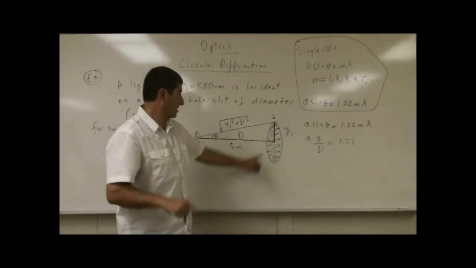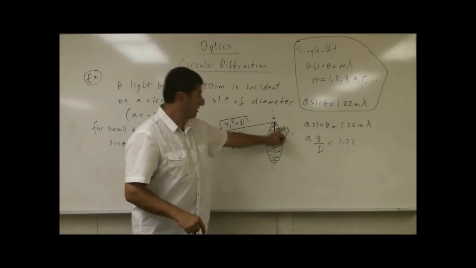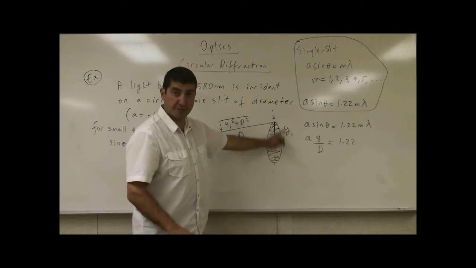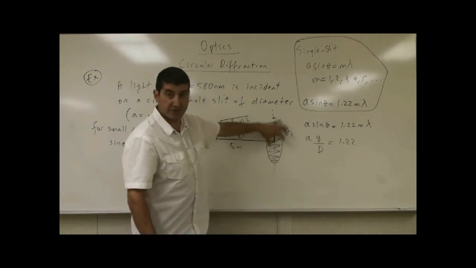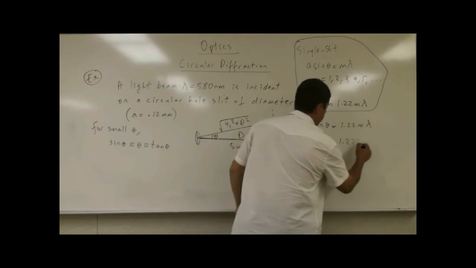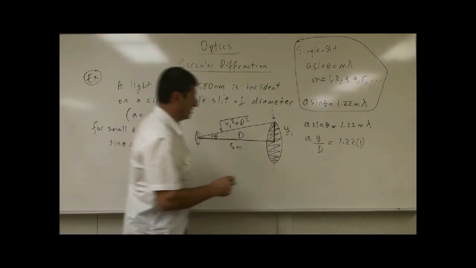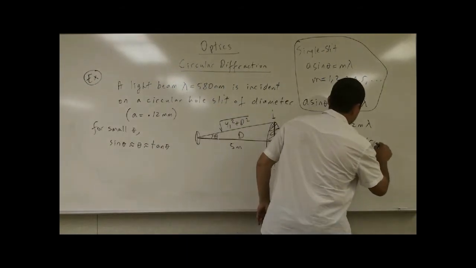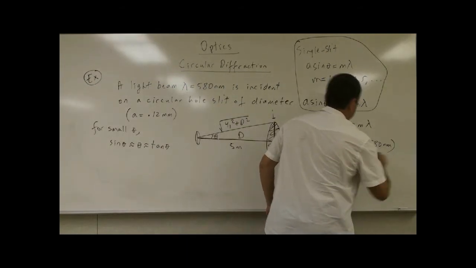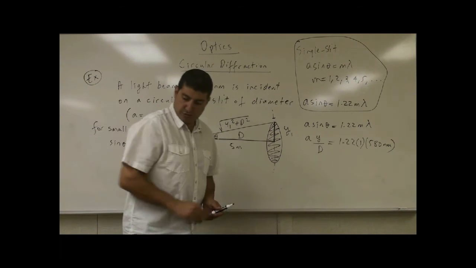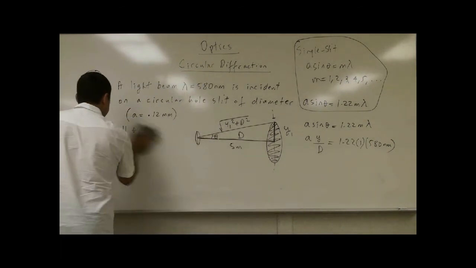So therefore I can replace this with y1 over D, that's equal to 1.22, and my m is 1, because I just want to know the distance to the first bright fringe, the size of the bright fringe there. So I just put 1 here. The lambda is 580 nanometers.